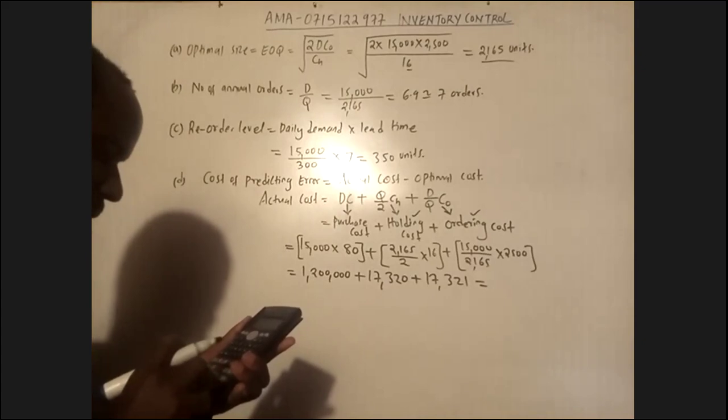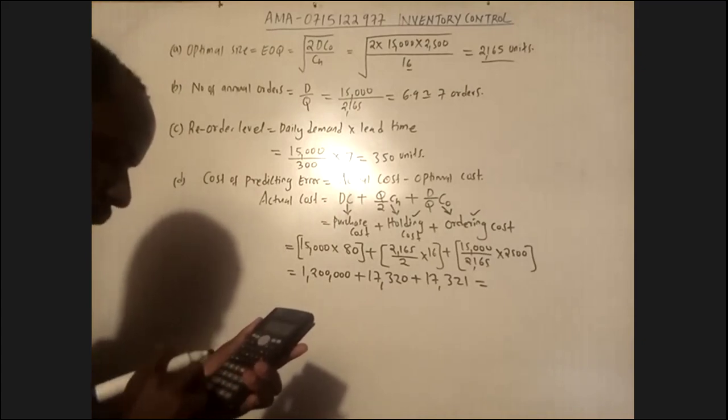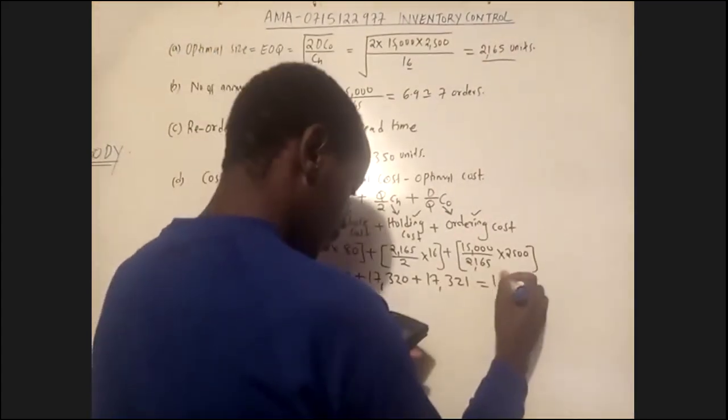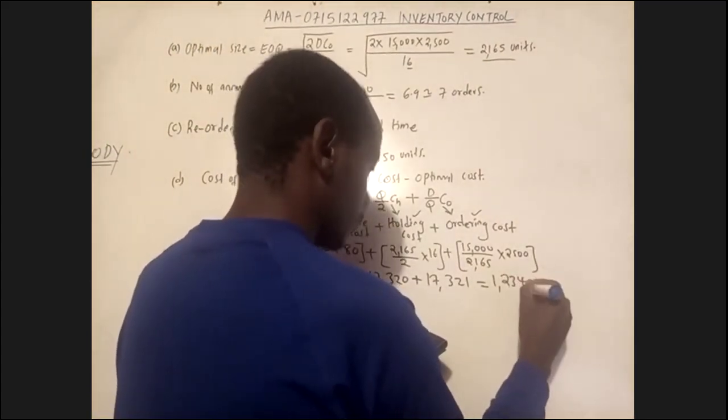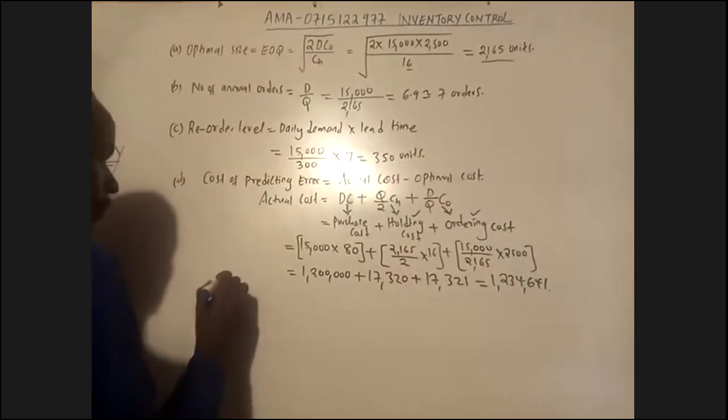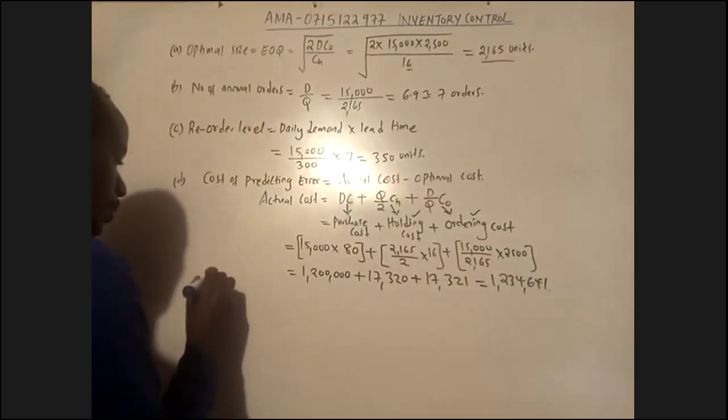So we add 17,320 plus 17,321. It will be 12,34,641. Now actual cost. Let us see now optimal cost.